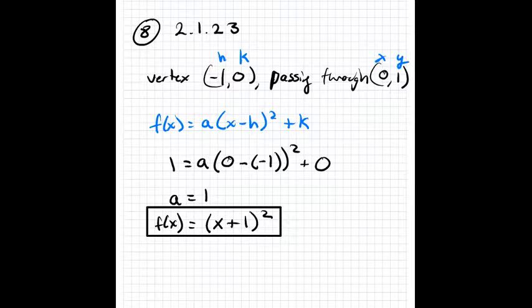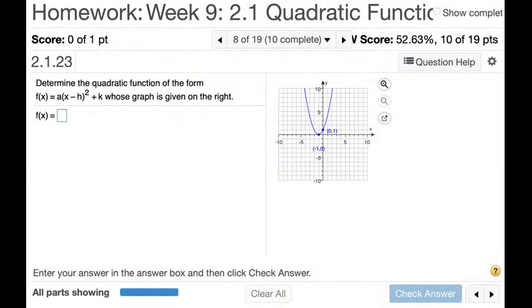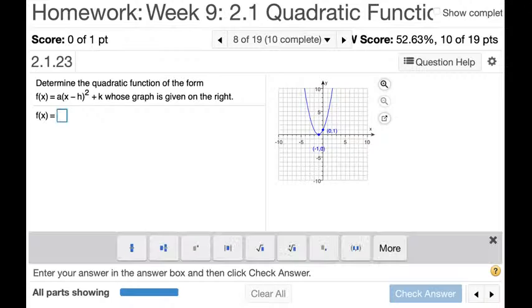All right, and then we should check our points. So when x is -1, we get 0. When x is 0, we get 1. Okay, those check out. Let's hop back over to Pearson and submit our result. All right. So we got x plus 1 squared.